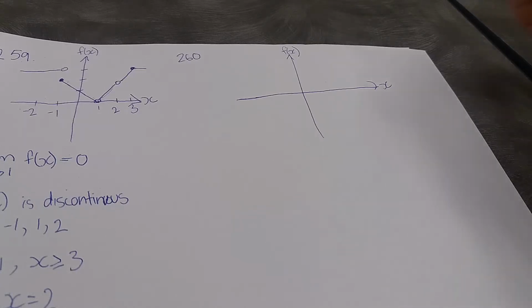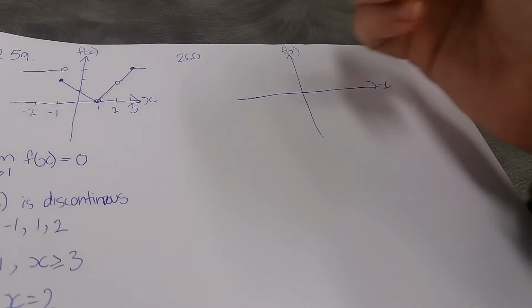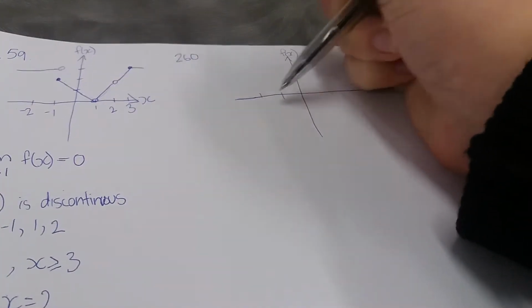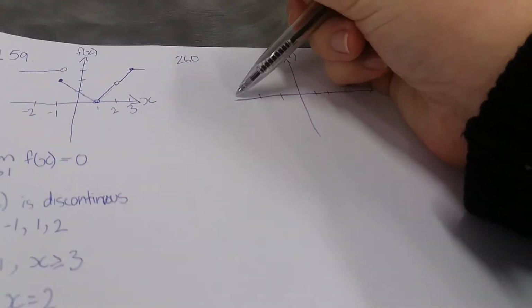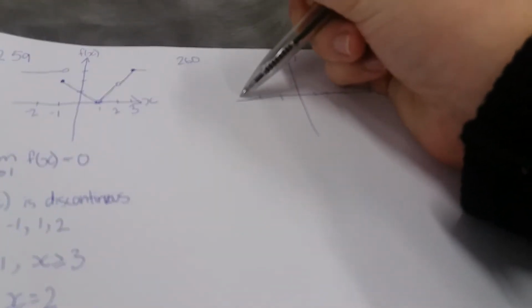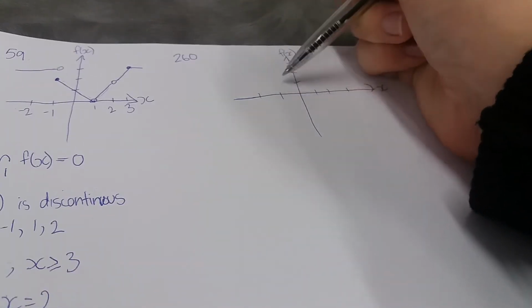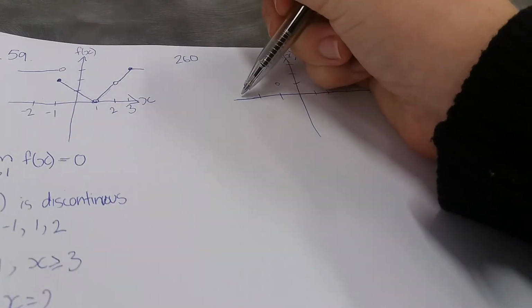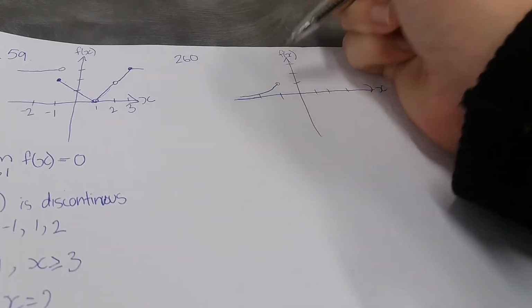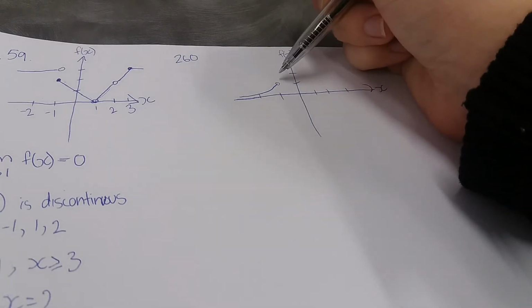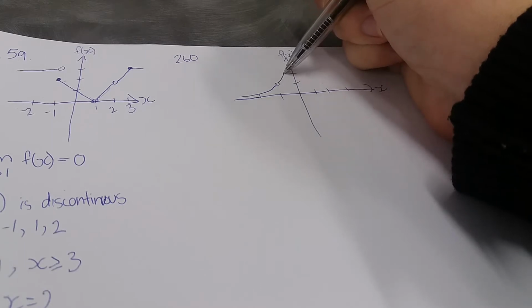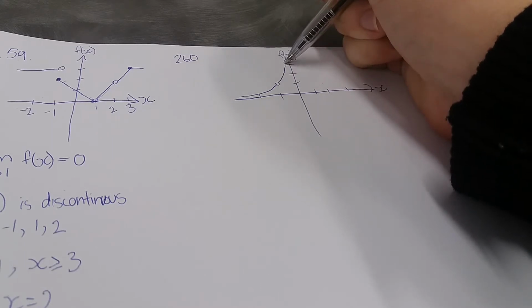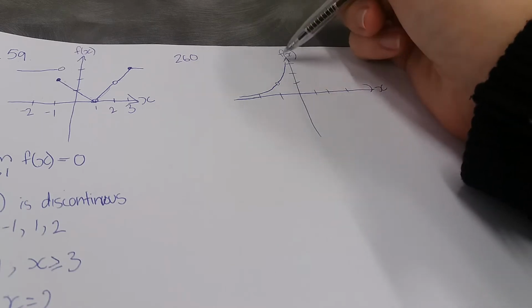Question number 260. Right, so for this function, it's starting just before -2, and it comes up to -1, 1. So I'll put that point in, and I'll just show the function coming up. Alright, and then the exponential curve continues. So it keeps coming up, and it's getting closer to the y-axis, but it doesn't actually touch it.